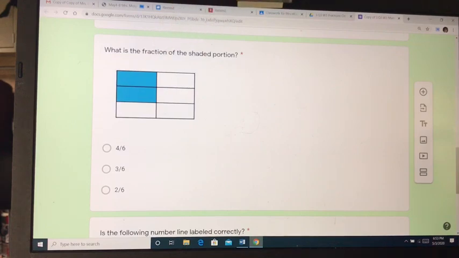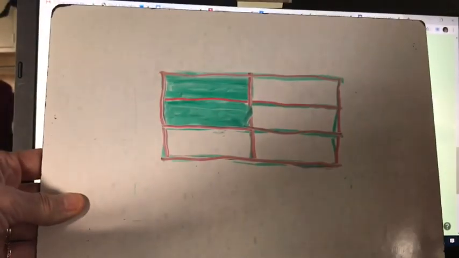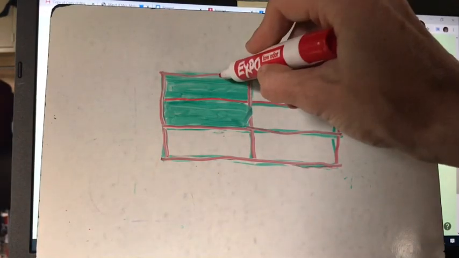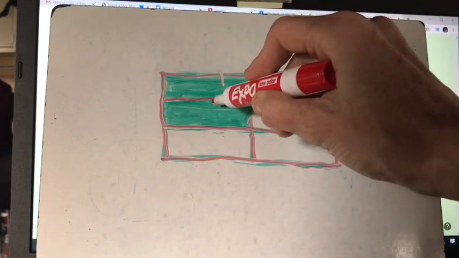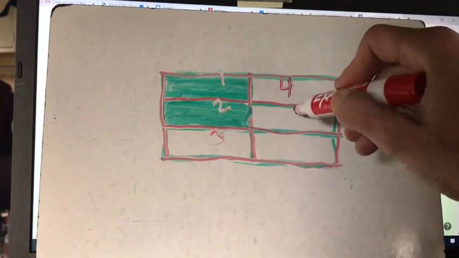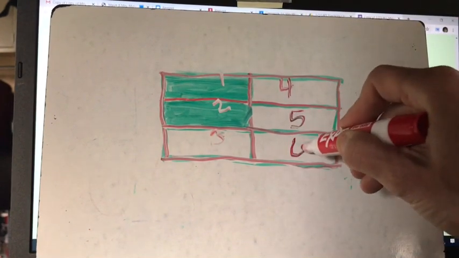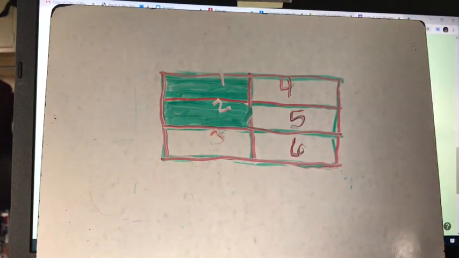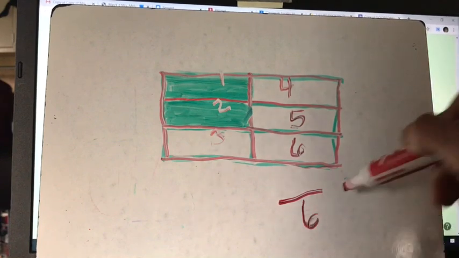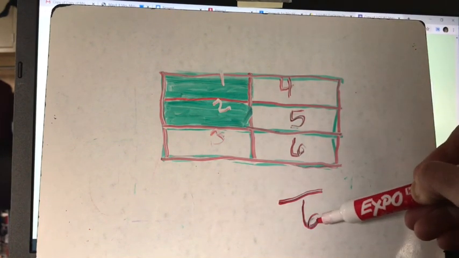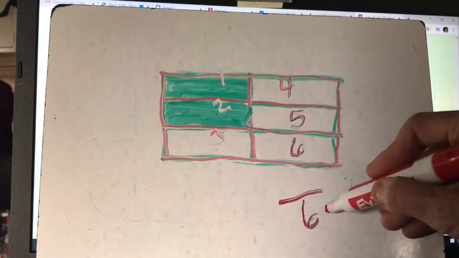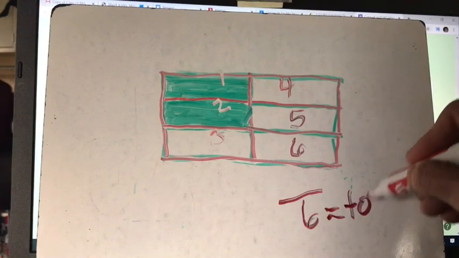All right, so I look at what we have, and I want to count how many pieces there are. So I have 1, 2, 3, 4, 5, 6 pieces. That means the bottom number, or the denominator, the down number, denominator down, DD, is going to be 6, because there's 6 total pieces. So this is the total.